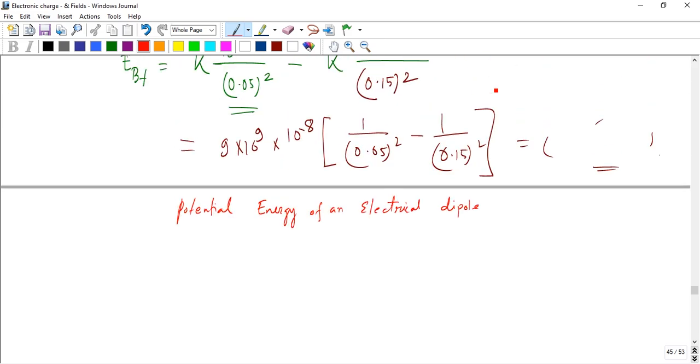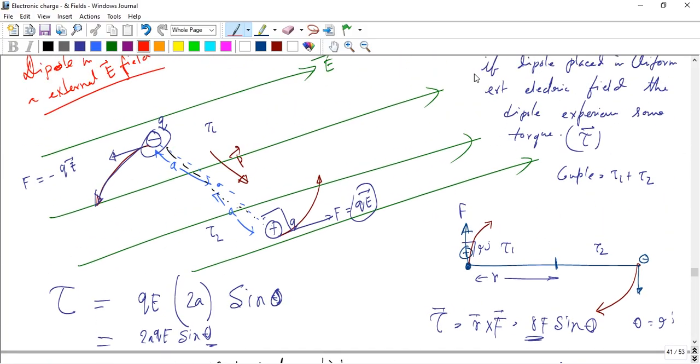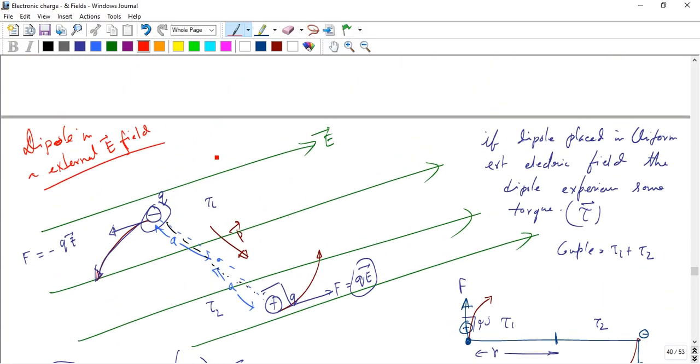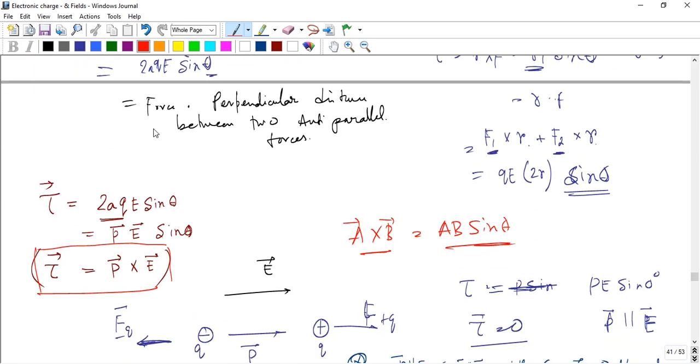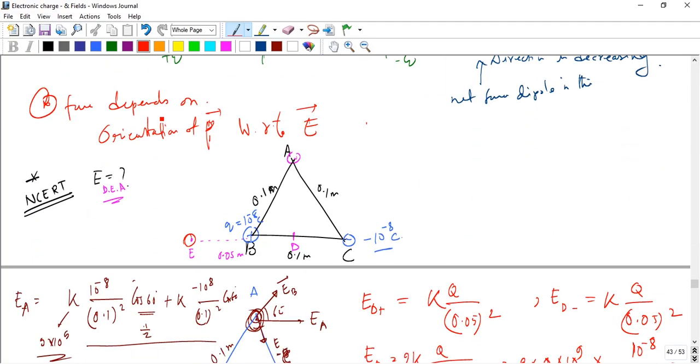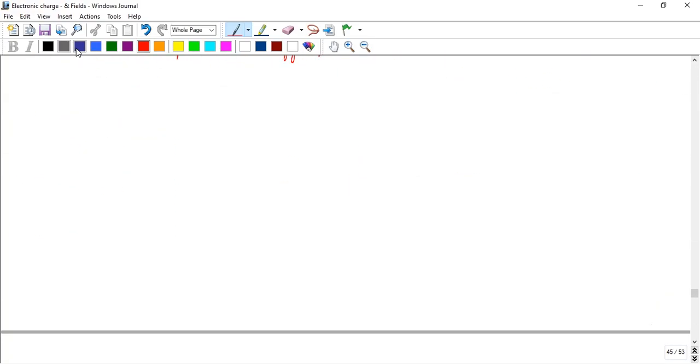In the previous class we discussed when a dipole is placed in an electric field, what will actually happen. This electric field is an external electric field. Okay. So now same condition here. A dipole is placed in a uniform electric field. There is the electric field, that is the electric field E.